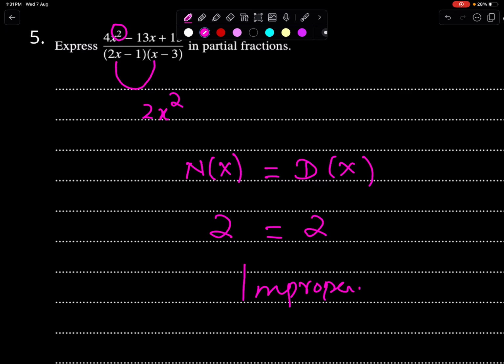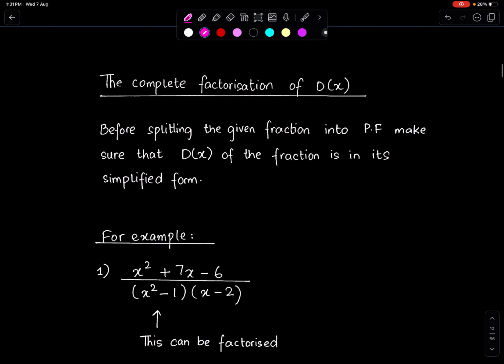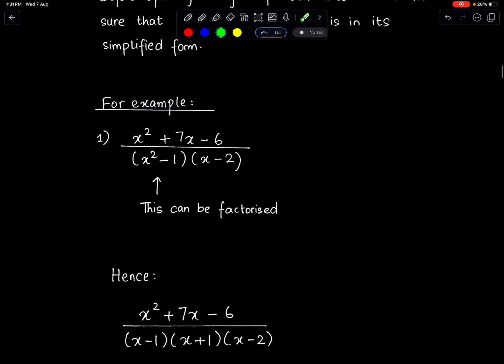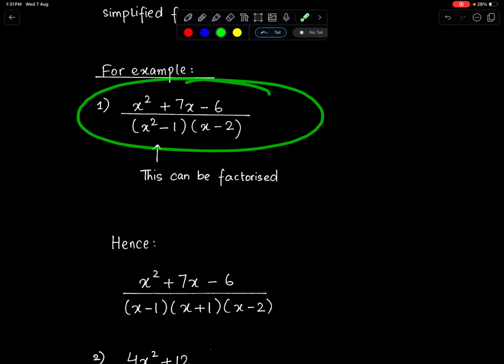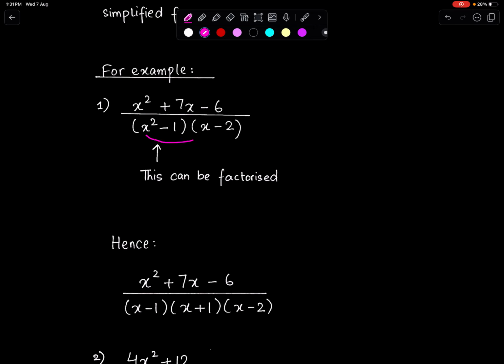Now the second thing. Before solving questions of partial fraction, we need to observe the denominator. The denominator of the fraction must be in its simplified form. So first observe this fraction, the type of fraction. See, the highest power of variable is 3 and the highest power of variable is 2. So this fraction is proper.